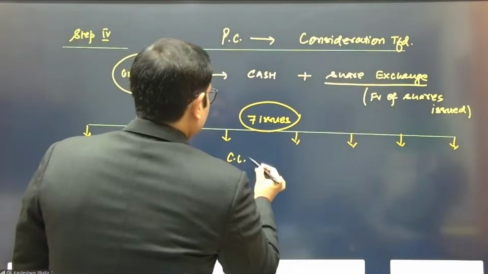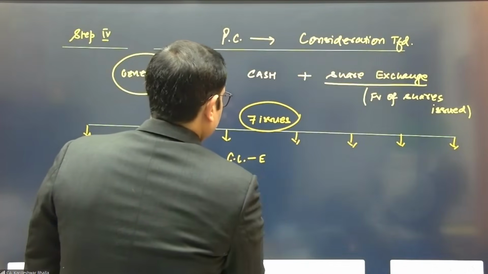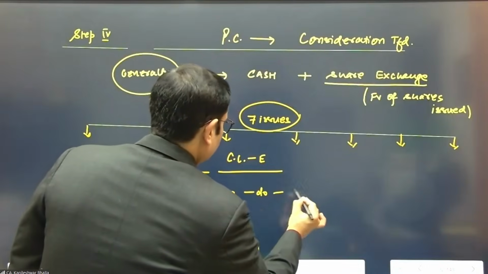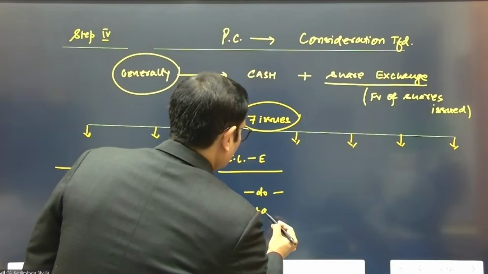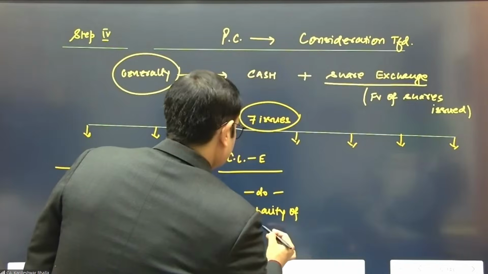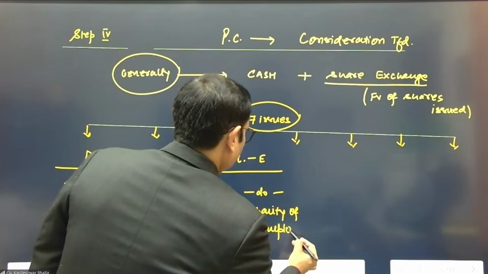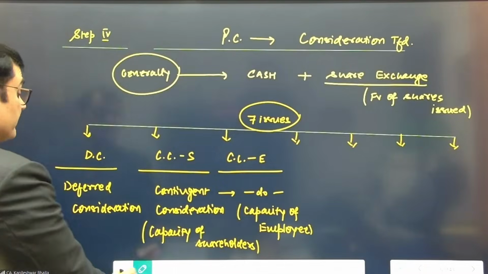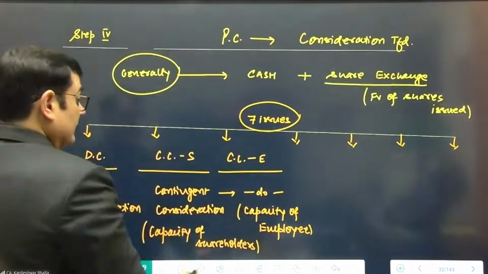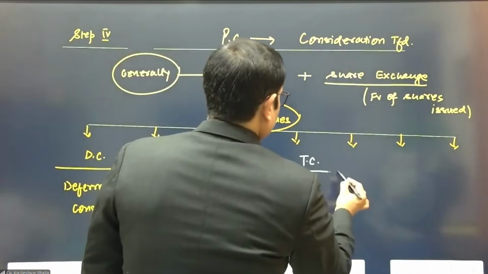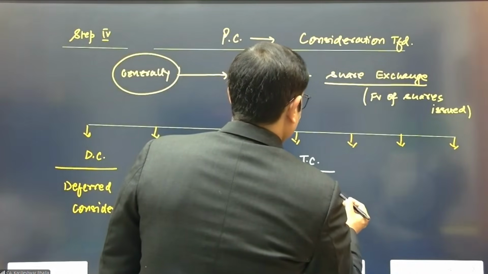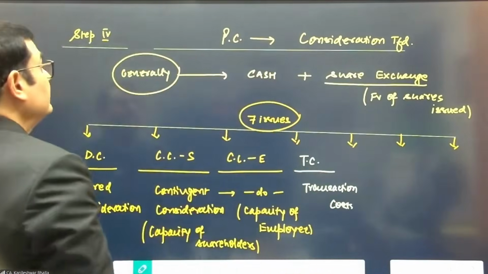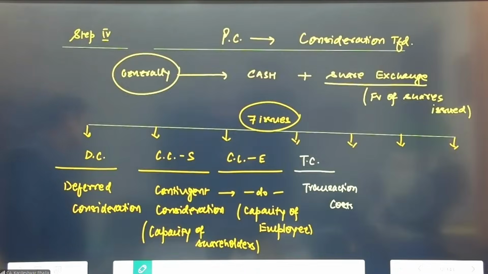Then it is CCE, and this is contingent consideration paid in the capacity of employee. It is a contingent consideration which is paid in the capacity of the employee. Then the next one is called TC, that is transaction cost. I think we made a mention of this earlier as well.